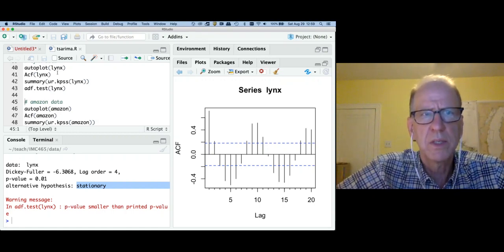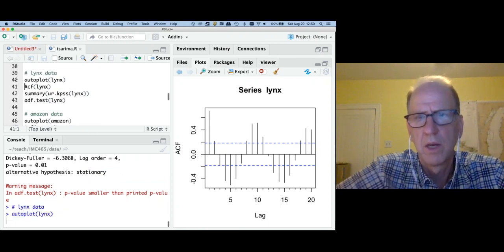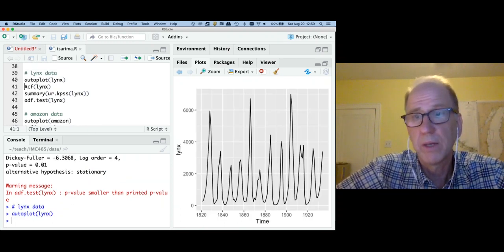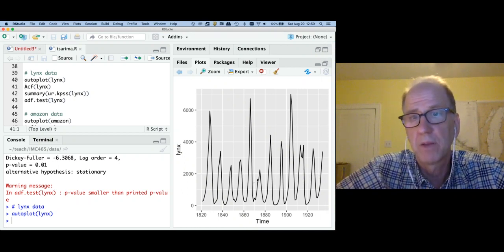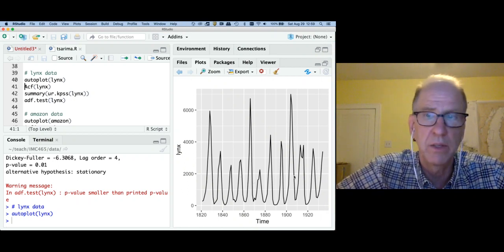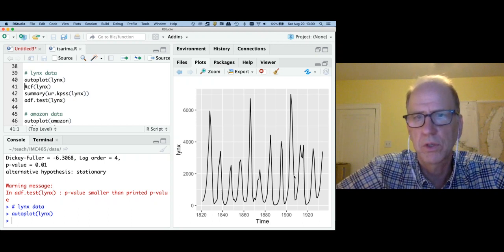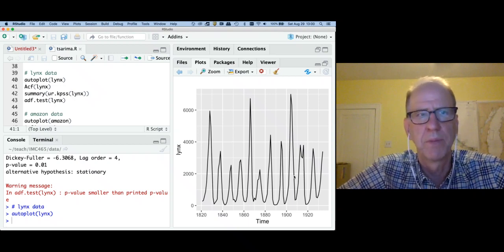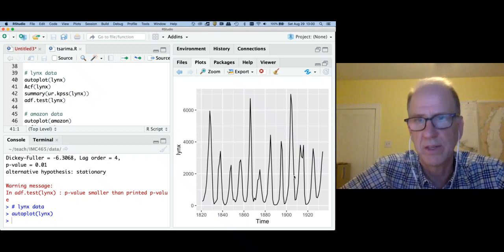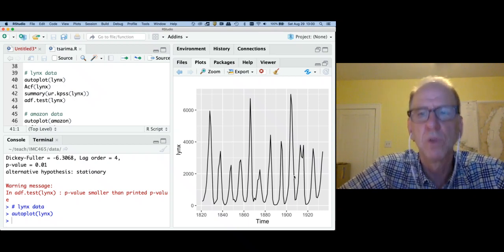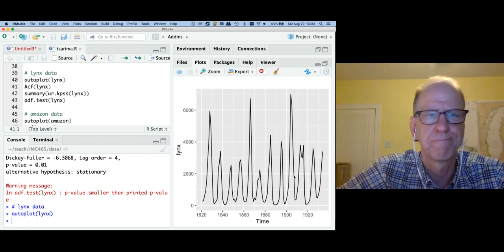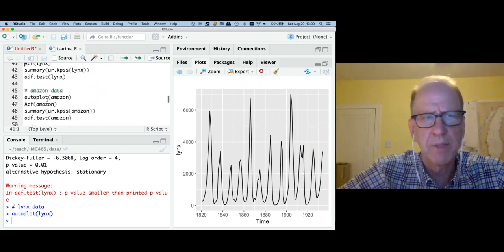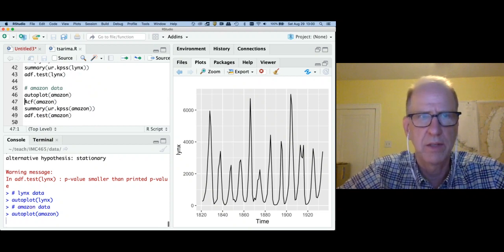The reason this is stationary is because there's no trend, there's no non-constant variance, and there's no regular seasonality in this, even though it sure looks like a very unusual plot. It's a kind of famous example of a stationary data set that doesn't look like it is at first glance. Well, let's go look at the Amazon data that we've analyzed to death in this class.